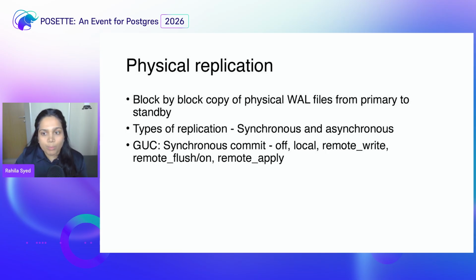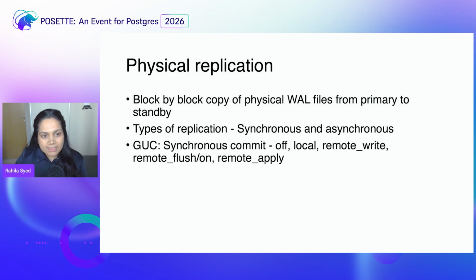The third mode is remote write, which means that a transaction is considered as committed on primary only if the transaction has been written to a file on standby, which is the WAL file. This does not mean that it has been flushed to disk as well, it just means that it has been written. The fourth mode is remote flush, which, as you might guess, means the transaction is considered committed on primary only when the transaction has been flushed to disk on standby.